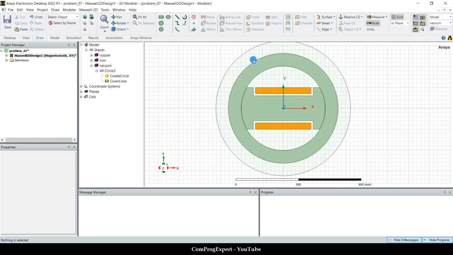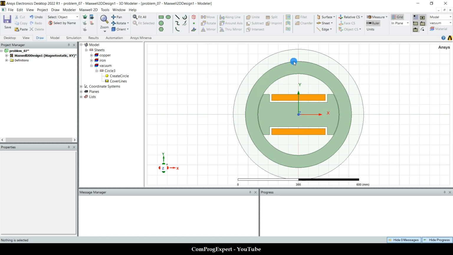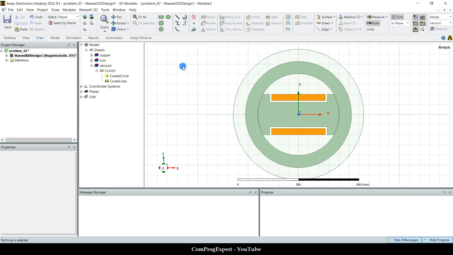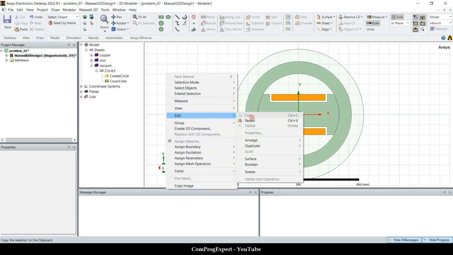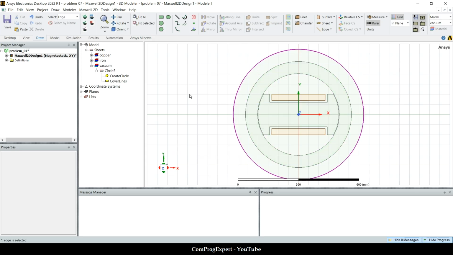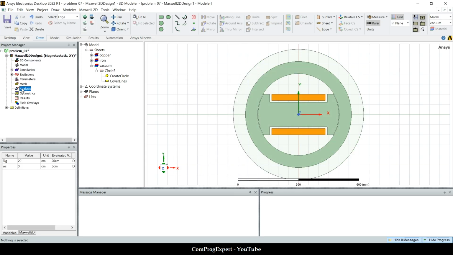So how to set the radius of this enclosure? The radius of this enclosure should be higher than the outer radius of the stator, but not too much higher. This is the solution region. So we can select this edge and apply the vector potential boundary condition. That's all. So we can add the analysis setup and solve the problem.